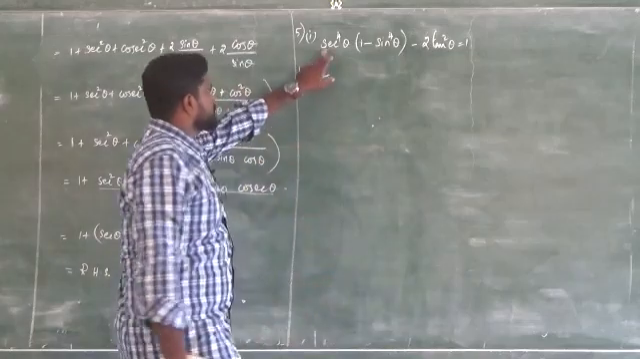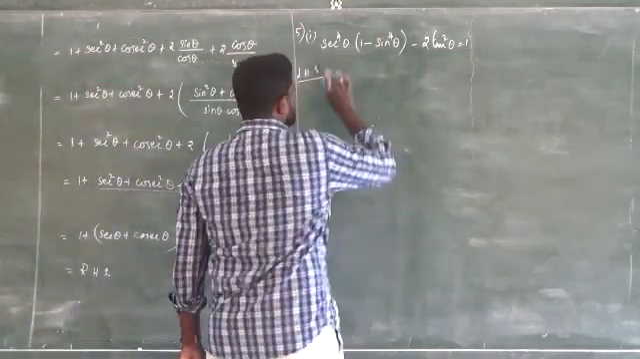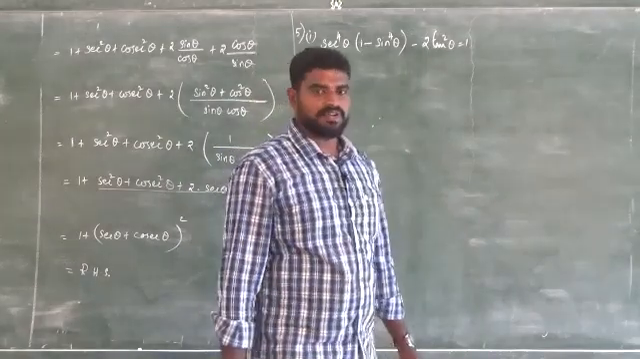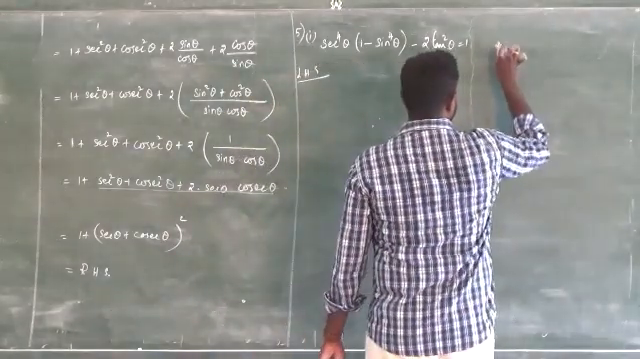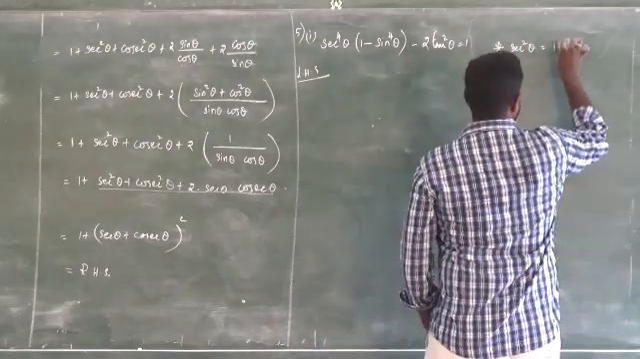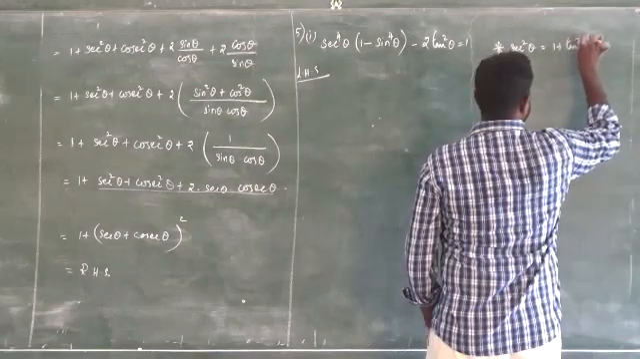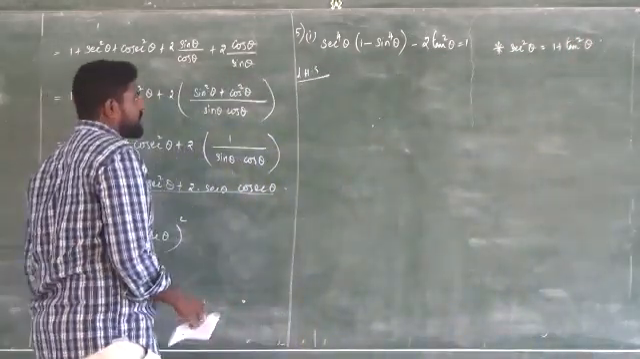We know the formula for secant power 4 theta. Secant power 4 theta, directly we don't know the formula for secant power 4, but we know the formula for secant square theta. So how can we write secant square theta? The formula is secant square theta is equal to 1 plus tan square theta. So that is the formula for secant square theta.